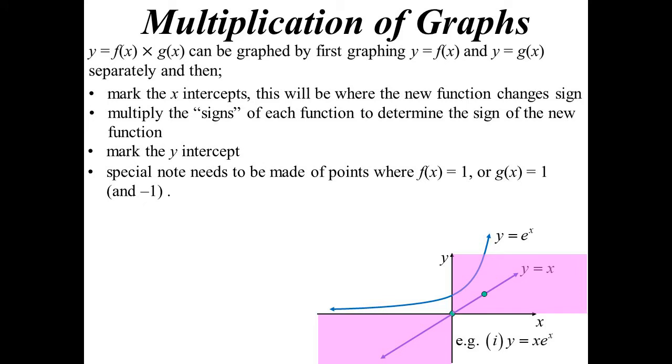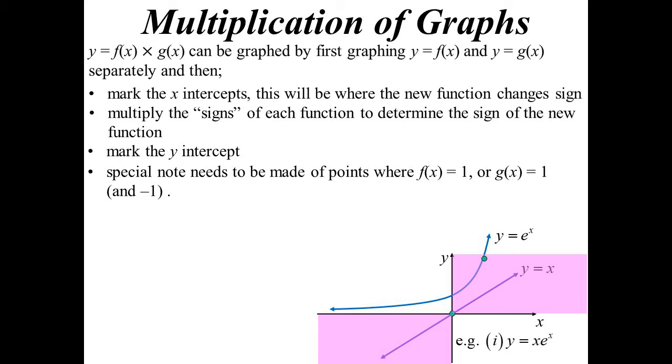1 or minus 1. Because if I'm multiplying by 1, the number stays the same. So wherever 1 is, well, I haven't put a scale here, but let's say that's 1, then I know I'm multiplying the exponential by 1, so it'll stay in the same spot. So let's assume it's there. So then the exponential would go there. See what I'm saying? So at that point there, y equals x is equal to 1. So therefore, when I multiply the exponential times that graph, I must end up on the exponential.